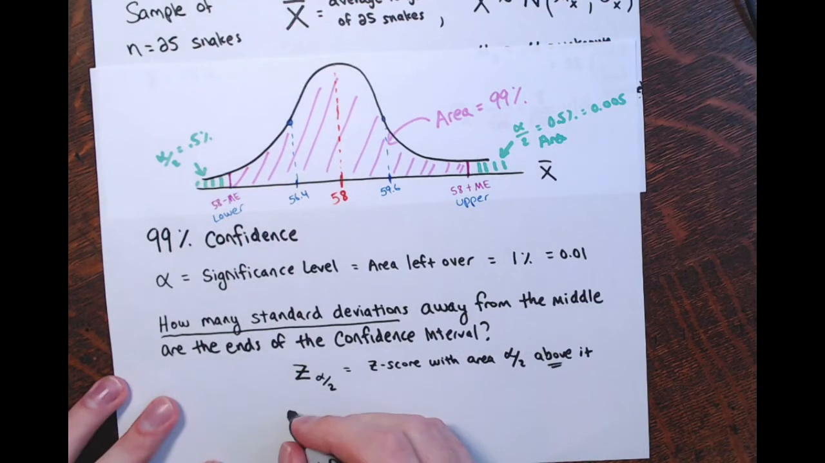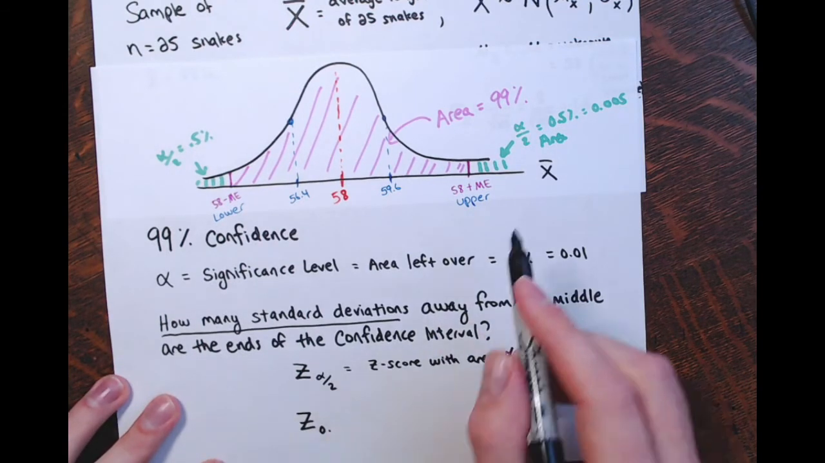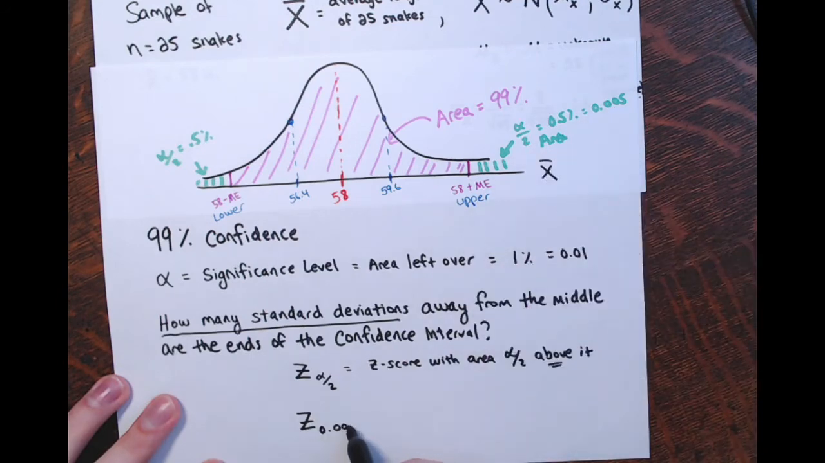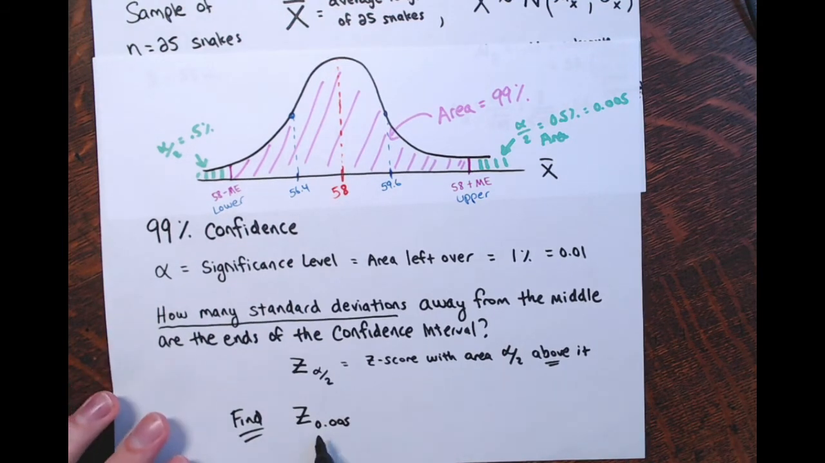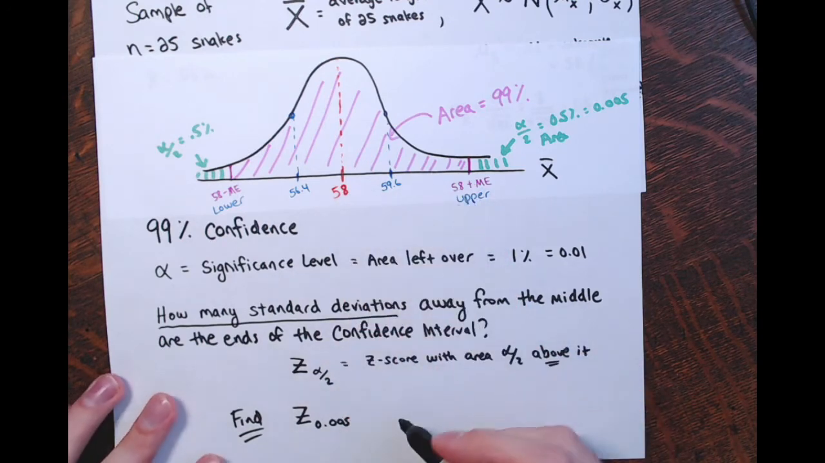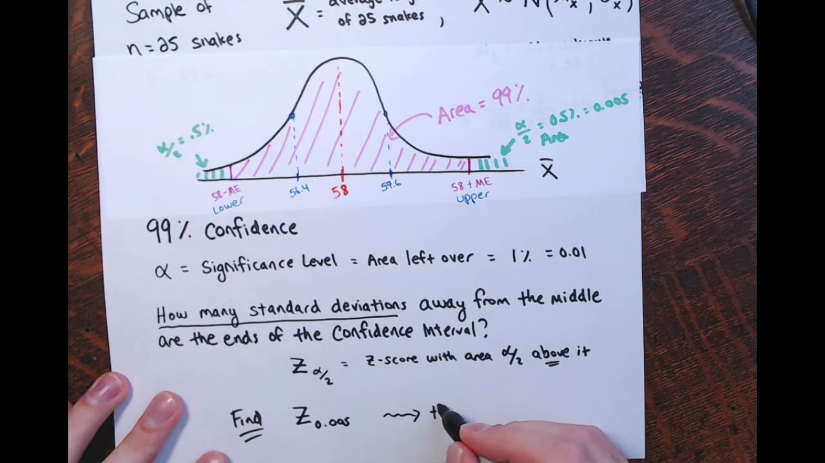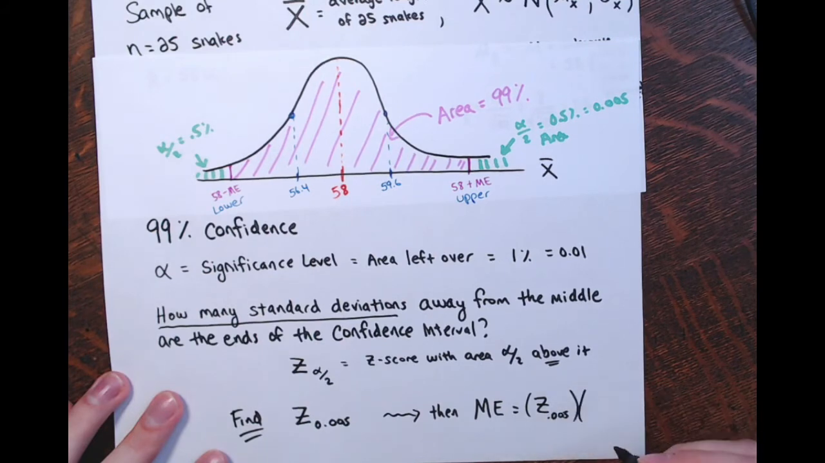So that means, for this particular problem, I'm finding the z-score with half a percent, 0.005, above it. That's what we're trying to find here. And once I know this, then I can state the margin of error. The margin of error is this many standard deviations, this z-score with 0.5% above it, standard deviations.